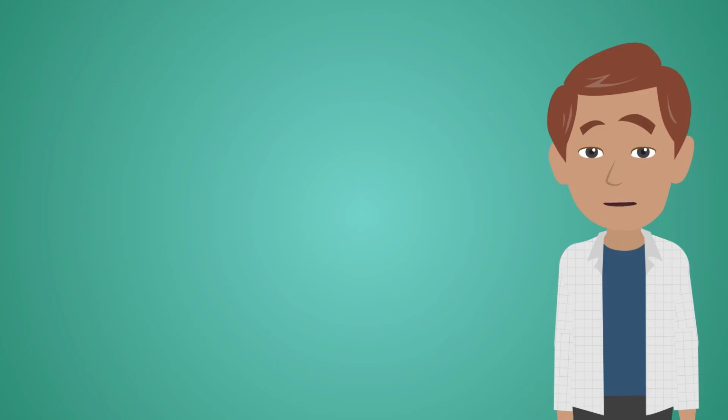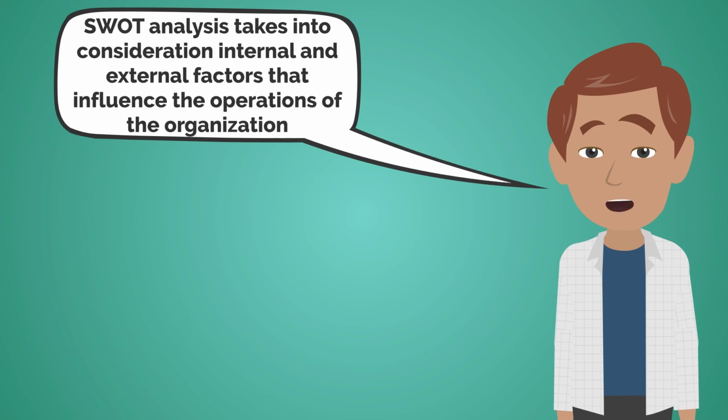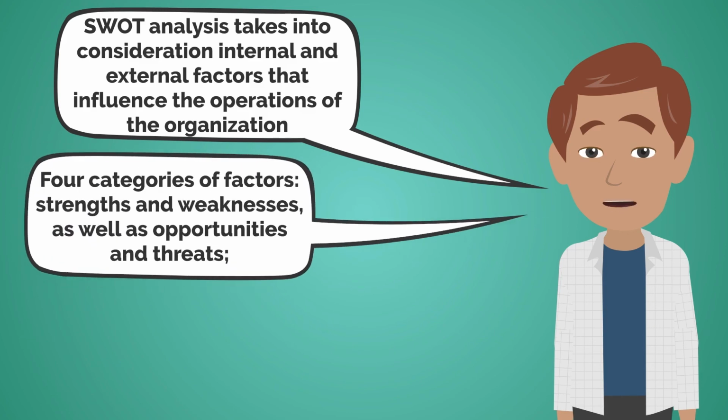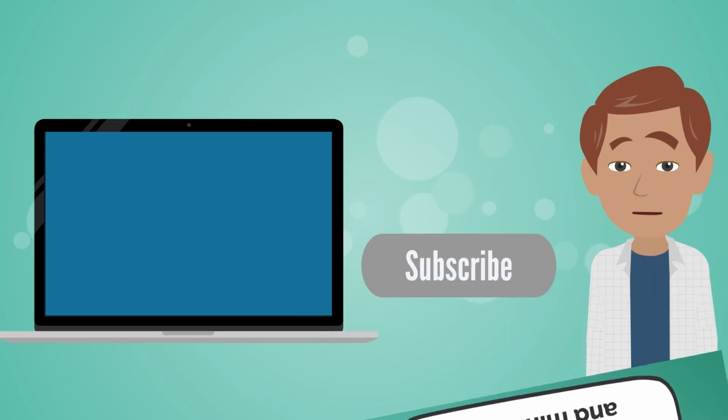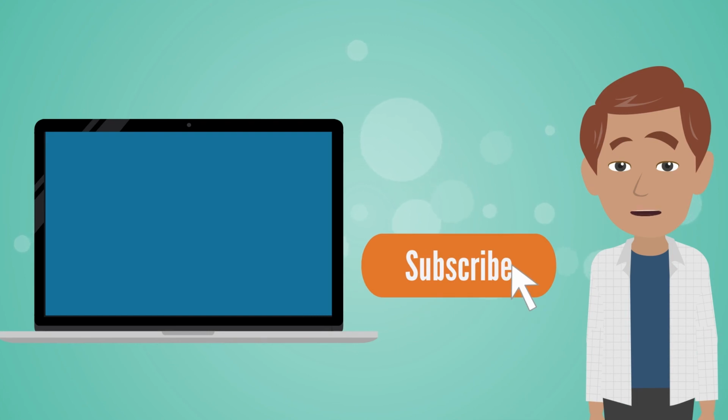Let's now sum everything up. From today's video, we've learned that SWOT analysis takes into consideration internal and external factors that influence the operations of the organization. There are 4 categories of factors hidden under the abbreviation SWOT: strengths and weaknesses, as well as opportunities and threats. Owing to SWOT analysis, we can choose the most appropriate strategy out of the 4 possible options, which are Maxi-Maxi, Maxi-Mini, Mini-Maxi, and Mini-Mini. And this is how we got to the end of the video discussing the SWOT analysis.